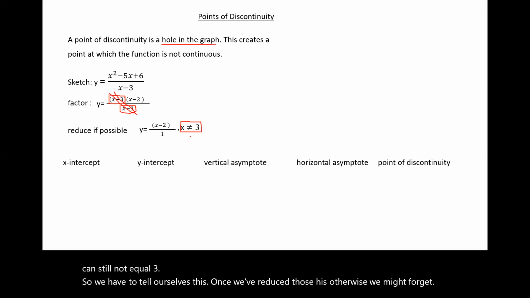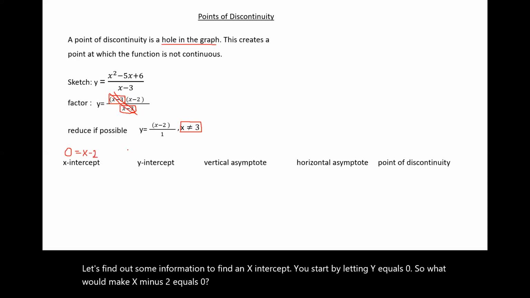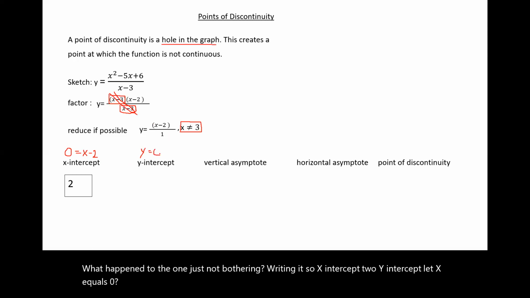All right, let's find out some information. To find an x-intercept, you start by letting y equal 0. So what would make x minus 2 equal 0? What happened to the 1? I'm just not bothering writing it. So x-intercept, 2. Y-intercept, let x equal 0. Getting a y-intercept of negative 2.